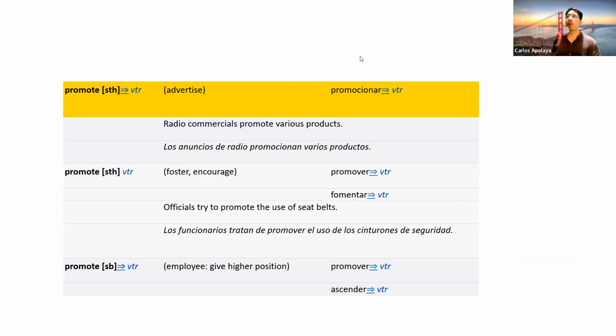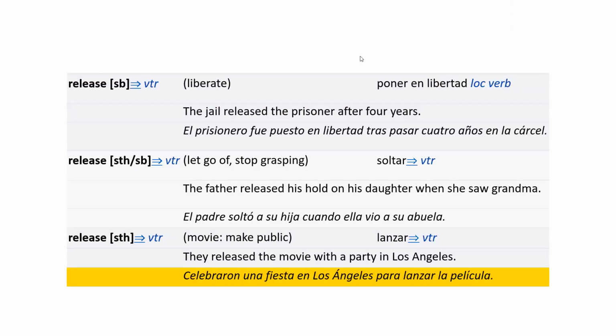Promote. Promote means promocionar, de hacer publicidad. Promote means promover, de fomentar. Encourage. And promote somebody means ascender de puesto. Okay? Did you understand the meanings? Cool. Yes. Next, release. Release means lanzar algo público.